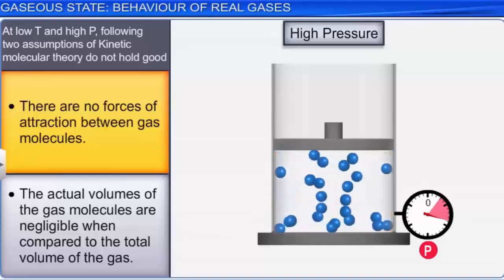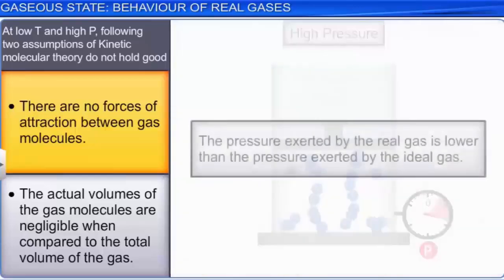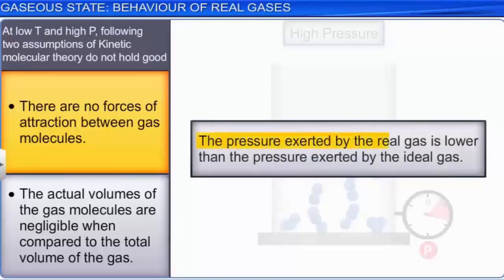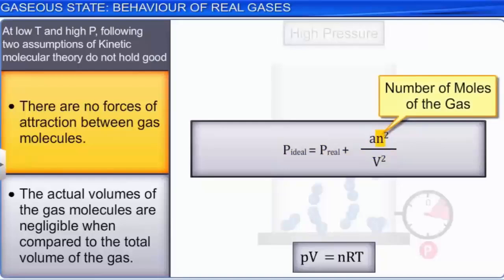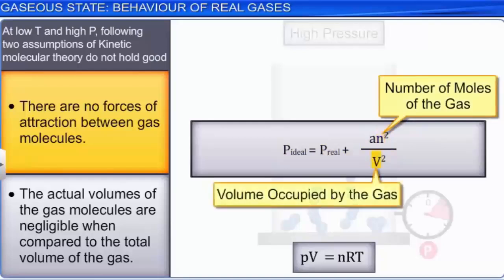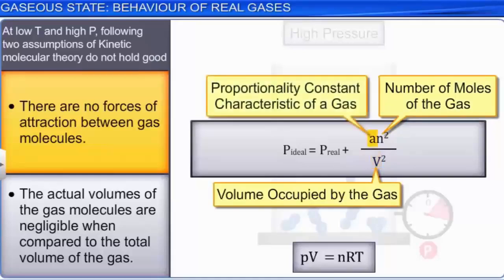Thus, we can say that the pressure exerted by the real gas is lower than the pressure exerted by the ideal gas. Hence, the pressure in the ideal gas equation is corrected as P ideal is equal to P real plus a n squared divided by V squared, where n is the number of moles of the gas, V is the volume occupied by the gas, and a is the proportionality constant characteristic of a gas.